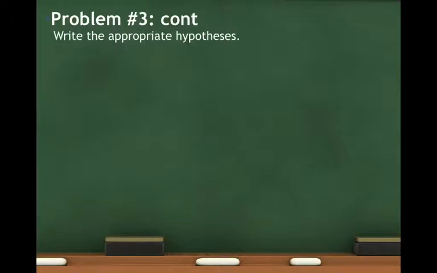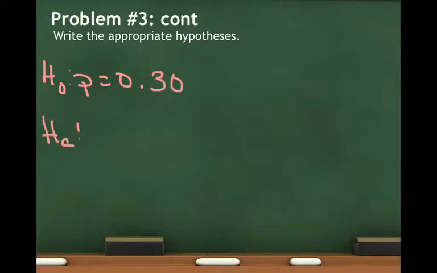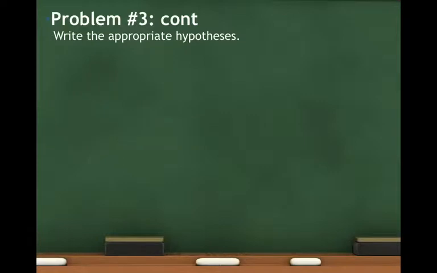When you set up your hypotheses, you should have H0: p equals 0.30. The alternative is p is greater than 0.30. There's what the claim is. She wants to see if that percent is higher. There are your hypotheses.